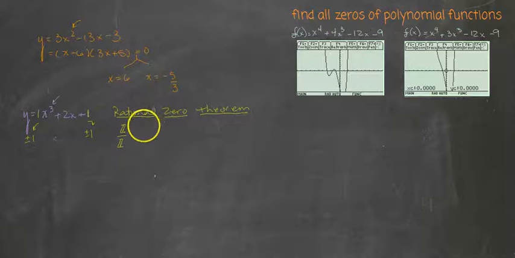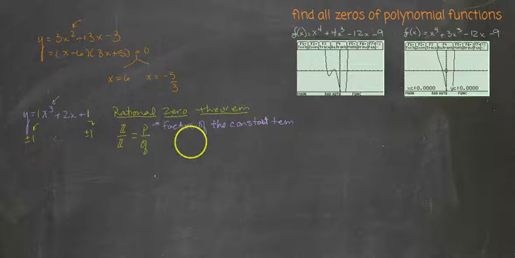So let's look at some possibilities. The rational zero, an integer over an integer, of any polynomial will be some form of p over q, where p and q are both integers, and p is a factor of the constant term, and q is a factor of the leading coefficient. Okay, so what does that look like in practice?